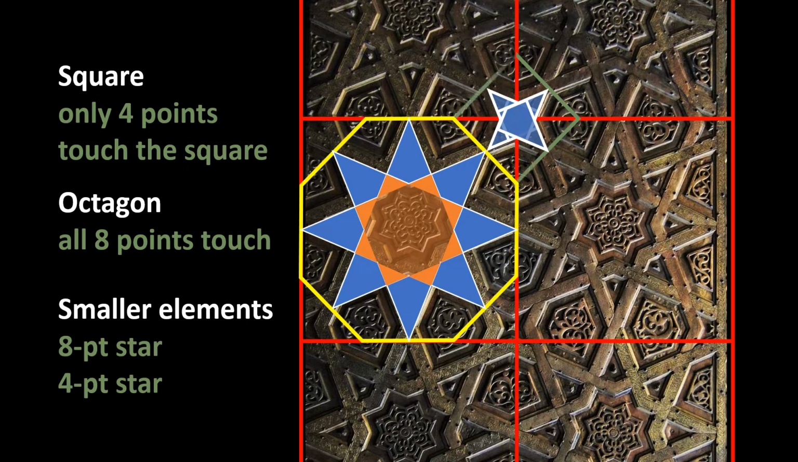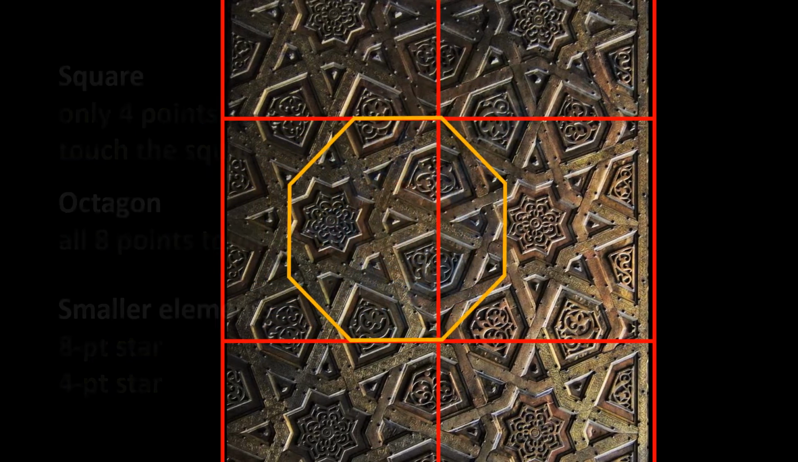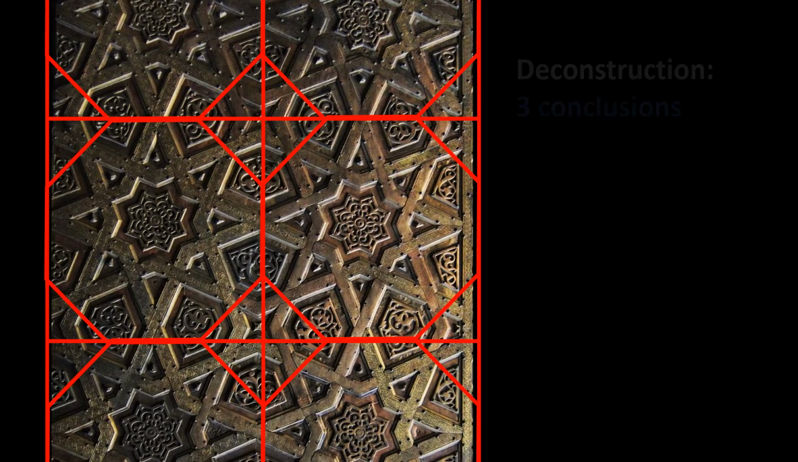We also see a 4-pointed star at the intersection of adjoining octagons. This 4-pointed star fits in a square. So in the process of deconstruction, we are arriving at these 3 decisions.